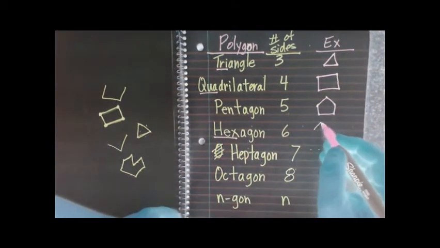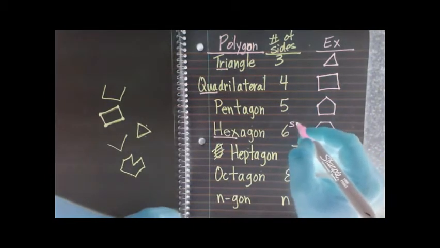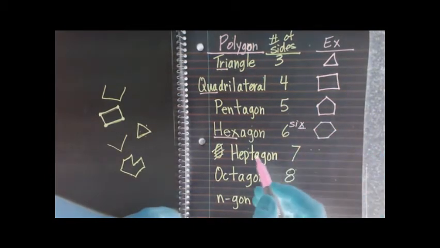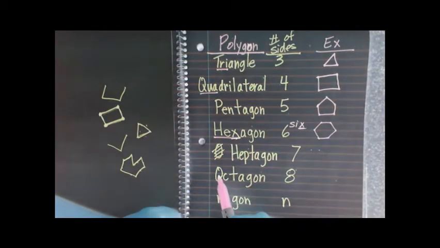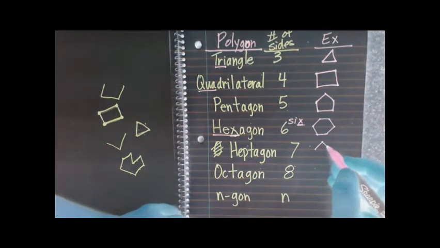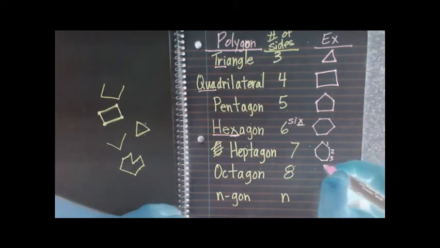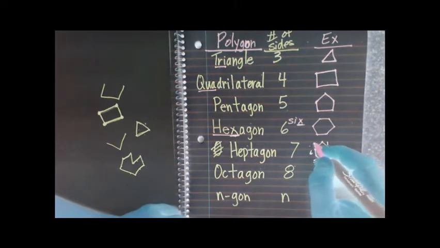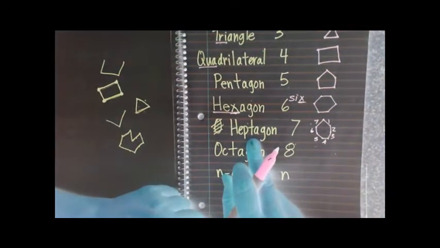Hex, your guess is as good as mine. I always remembered the hex because there's an X in the word 6, and there's an X in the hexagon, so that's what I used to remember it when I was your age. A heptagon, boy, let's see, 1, 2, 3, 4, 5, 6, 7. You're just going to have to remember that one. I don't have any good advice for you on that one.